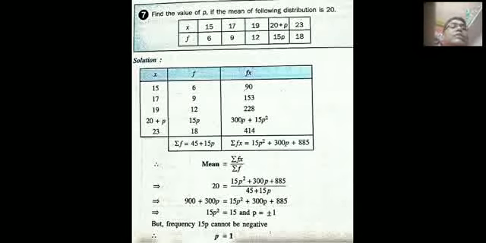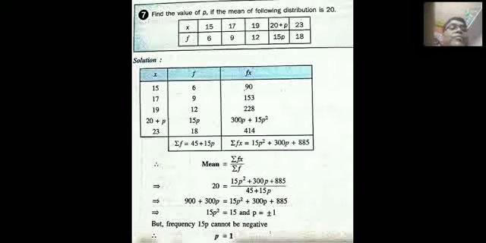Then find f into x. 15 into 6 is 90. 17 into 9 is 153. 19 into 12 is 228. 20 plus P into 15P is 300P plus 15P square. Then 23 into 18 is 414. Add these and you find sigma fx is equal to 15P square plus 300P plus 885. Mean is equal to sigma fx by sigma f, which is equal to 20, as given.